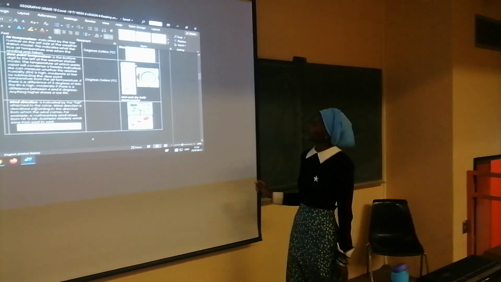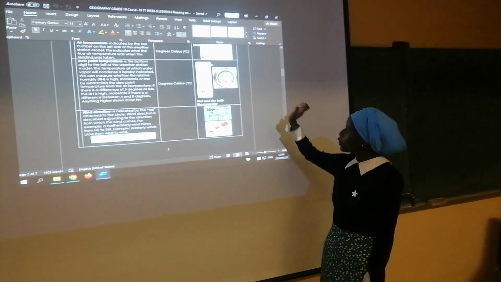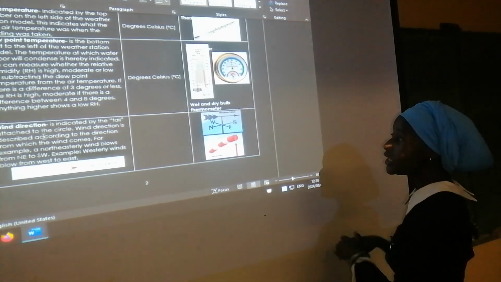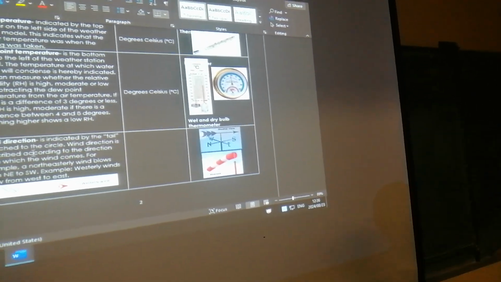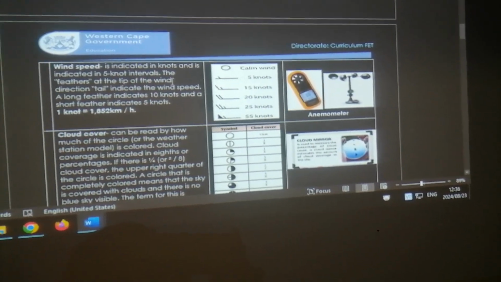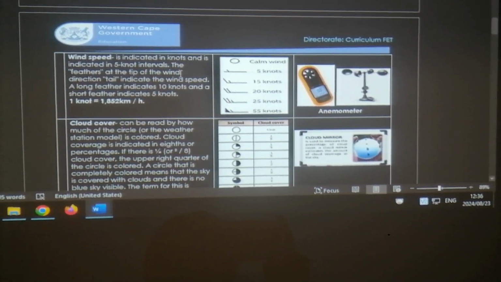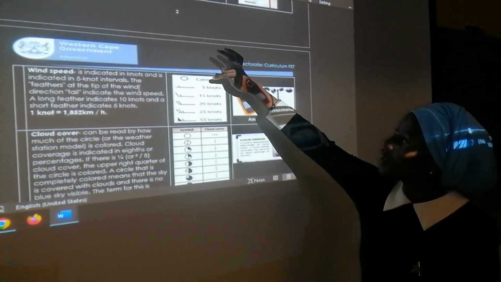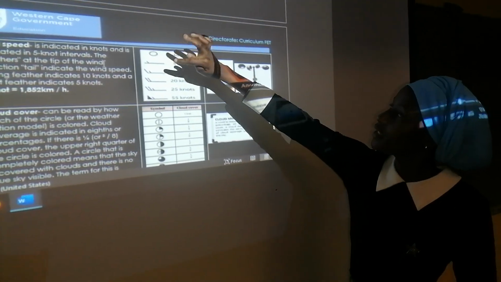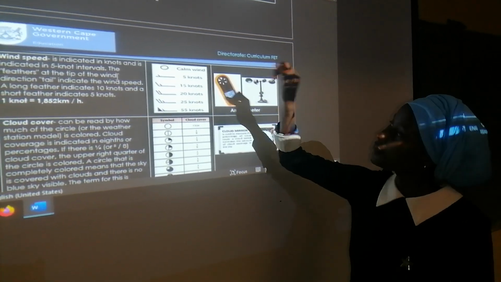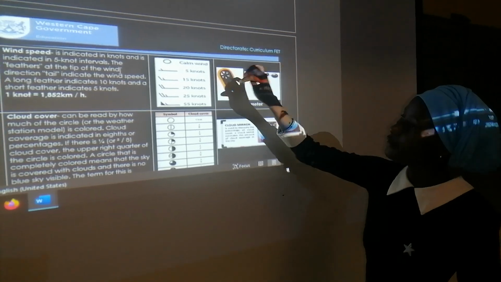So when it comes to wind direction, it means that you have to know the directions, and then you have to know which direction it is that is on your question. Another thing, we have the wind speed. Wind speed is calculated in knots. So if the tail here is short, it means that it's 5 knots. If the tail is long, it's 10 knots. So if it's two tails, the one is big and the one is short, it means that it's 15 knots.